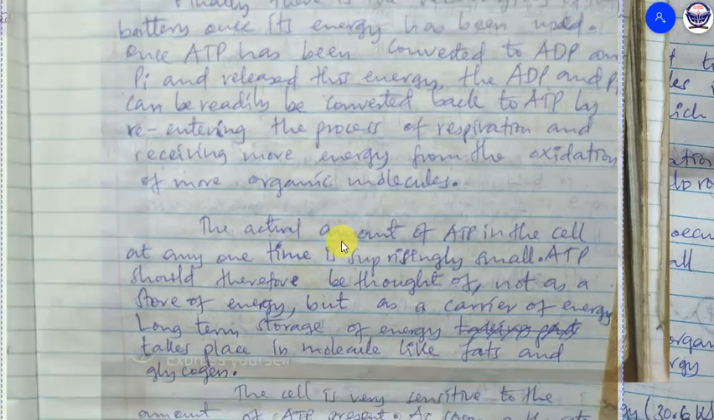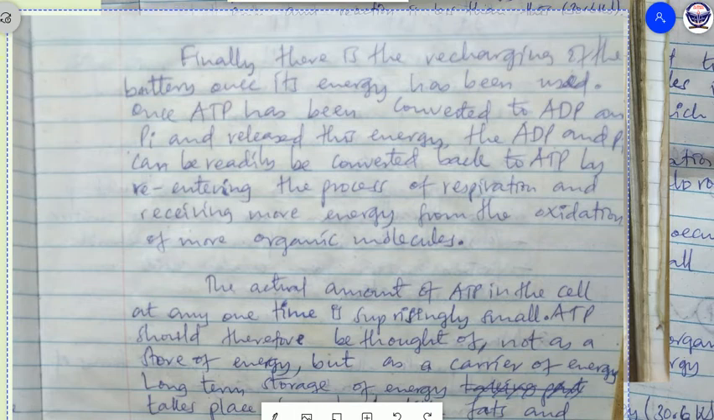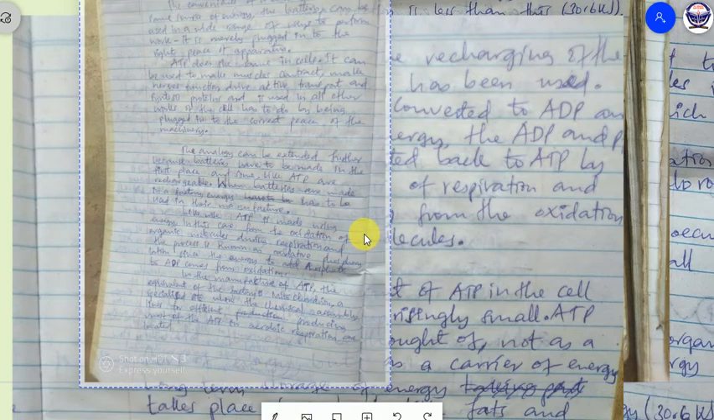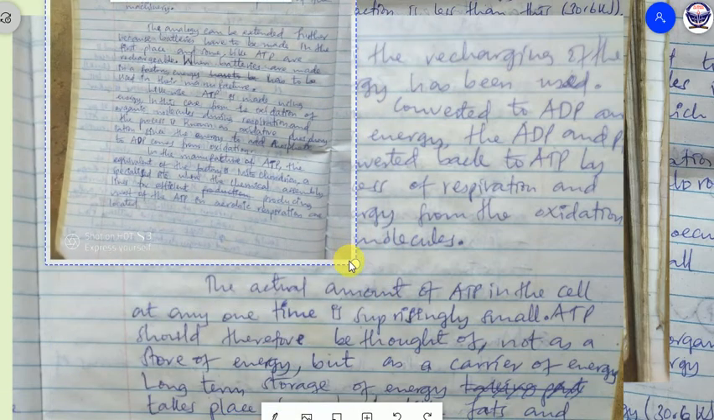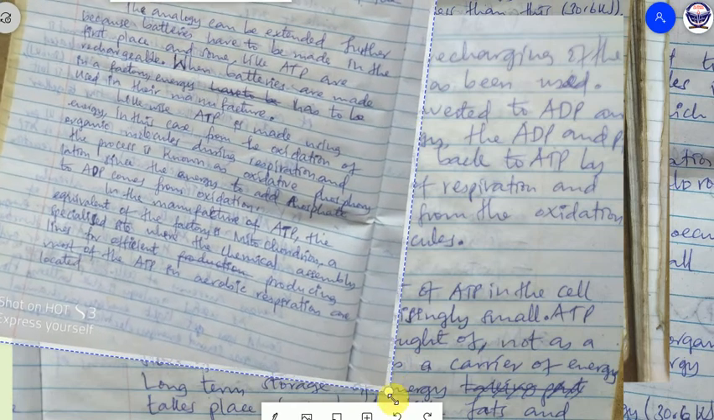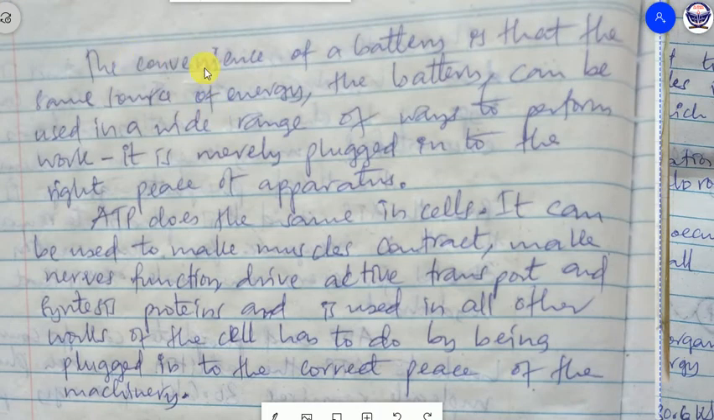I think I've jumped ahead a page here, so let me find the page and let's discuss the analogy of ATP to the battery first before jumping to other concepts. The convenience of a battery is that the same source of energy can be used in a wide range of ways to perform work. It is merely plugged into the right place of the apparatus.